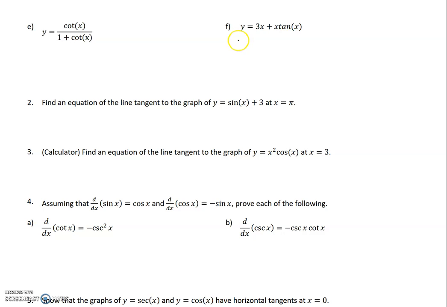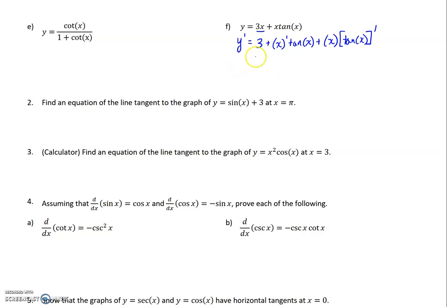When I take the derivative of this, this is going to be both just a straight old power rule, so the derivative of 3x is just 3. And then when I have the x times the tangent of x, I have to use the product rule. So I'll write it all out. It's going to be the derivative of the first times the second plus the first times the derivative of the second.